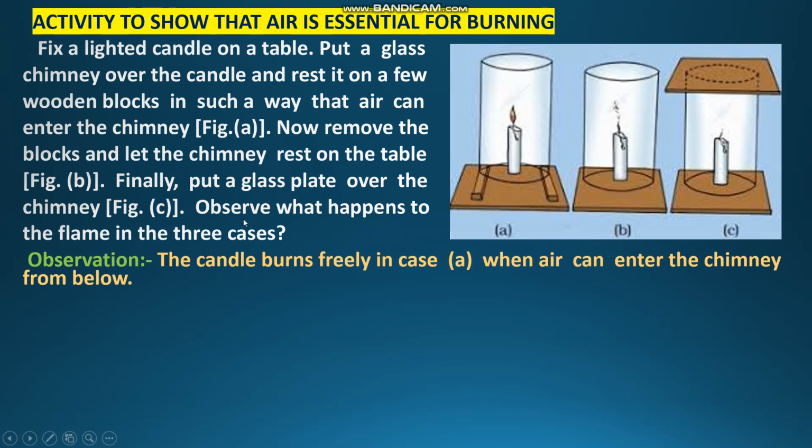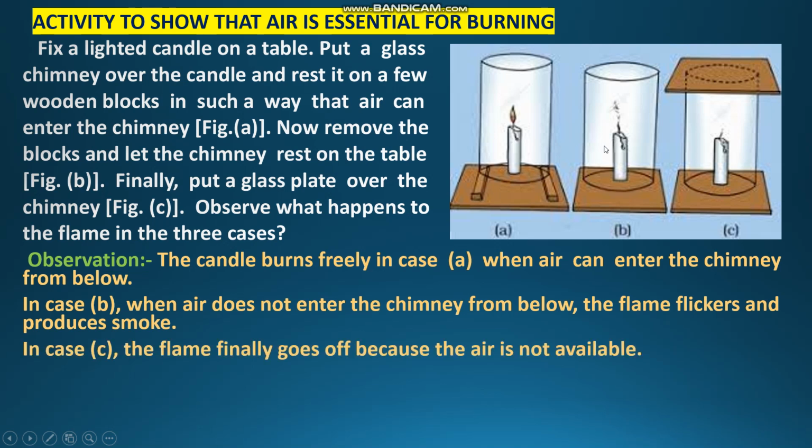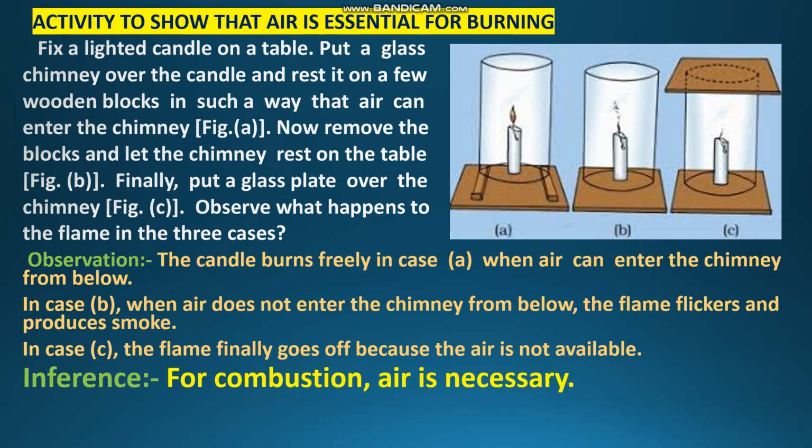Let us see the observation. The candle burns freely in case A when air can enter the chimney from below. Second case, when air does not enter the chimney from below, the flame flickers and produces smoke. In the third case, the flame finally goes off because air is not available. So what does it show? Air is essential to burn. Inference. Inference means what result we are getting after the experiment. For combustion, air is necessary.